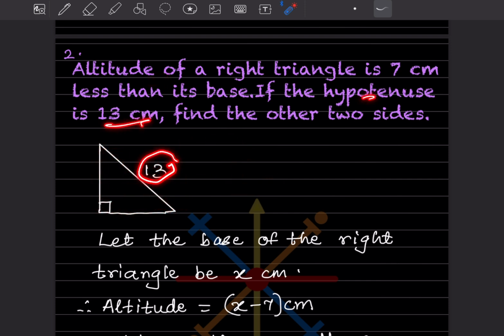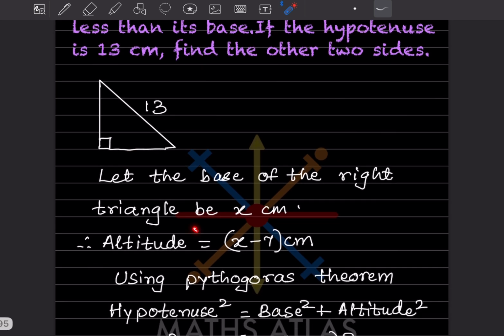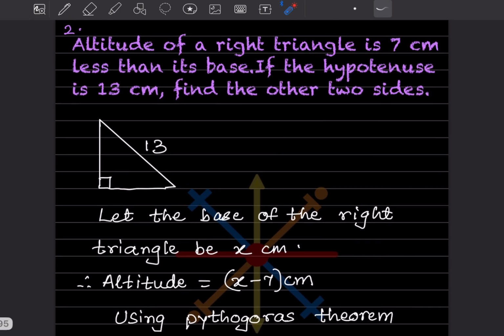So this 13 we can write over here. So now we don't know the base. So what we can say, let the base of the right triangle be x. So the altitude, what did they say? That is 7 centimeter less than its base. So it will be x minus 7. So this is a very important step.